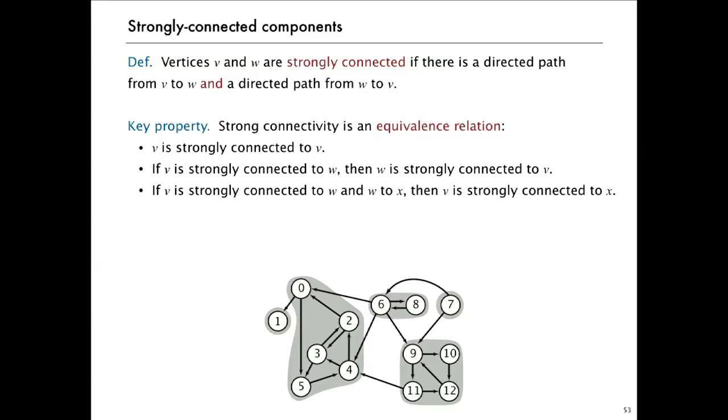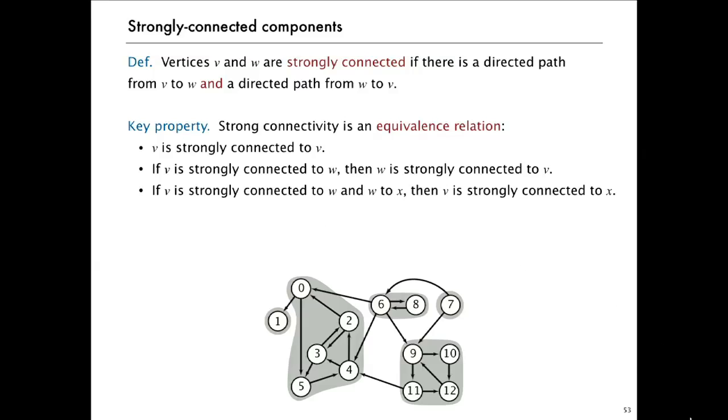If V is strongly connected to W, then W is strongly connected to V. That just means there are directed paths connecting them. And it's also transitive. If V is connected to W and W to X, then V is strongly connected to X. To get from V to X, you go from V to W and W to X. And to get from X to V, you go from X to W and W to V.